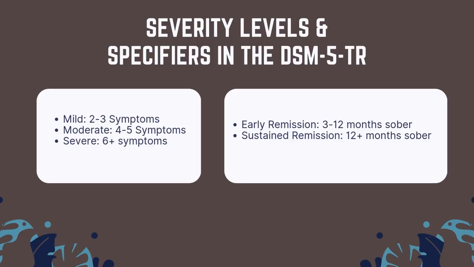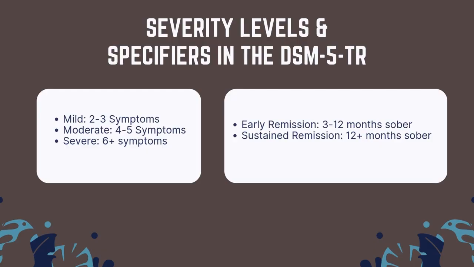I want to bounce back to talking about severity levels and specifiers just to make sure that we really understand this. So once we diagnose a substance use disorder or gambling disorder, we're going to add specifiers to describe its stage of severity. So mild is meeting 2 to 3 symptoms, moderate is 4 to 5, and severe is 6 plus. So again, that's out of the 11 symptoms. And the symptoms are the same across the board for any substance. So you can look at substance use disorders sort of as a whole, and then in a little bit, we're going to break down each of the substances individually.